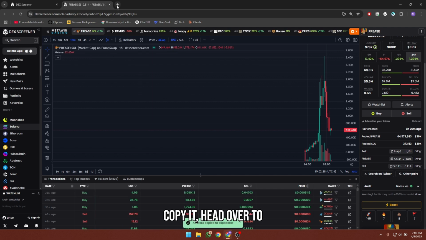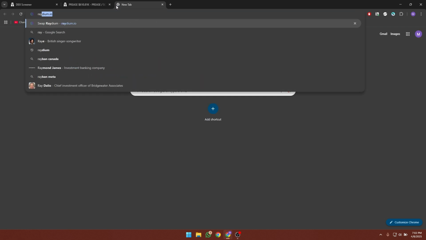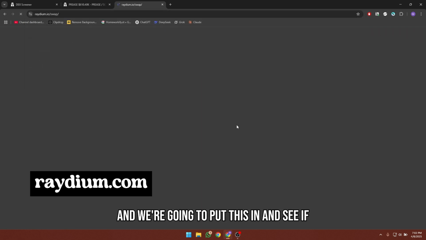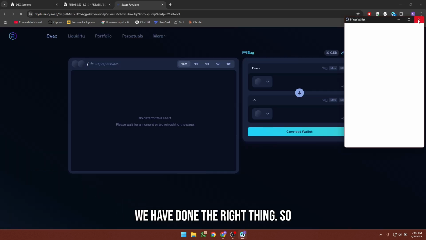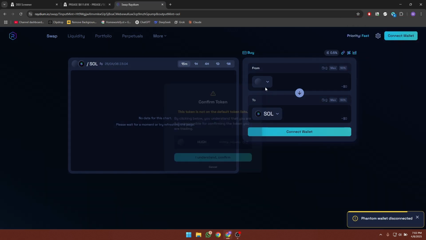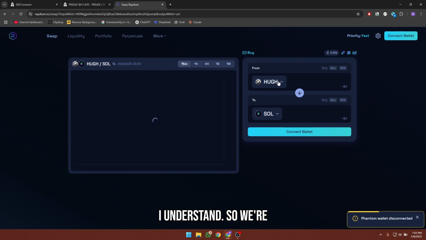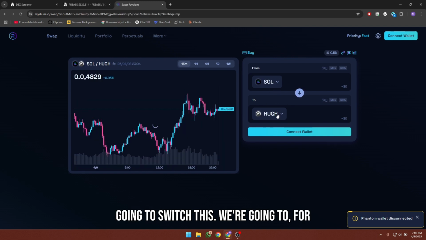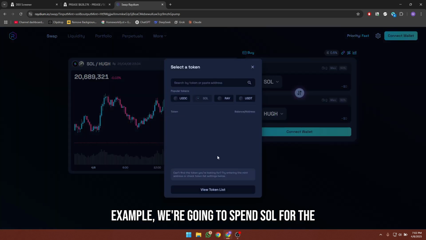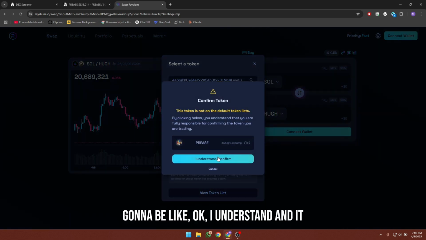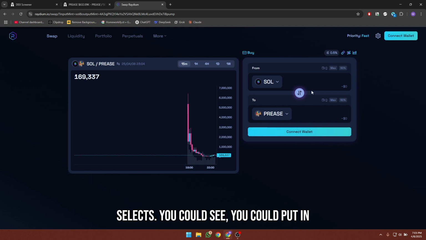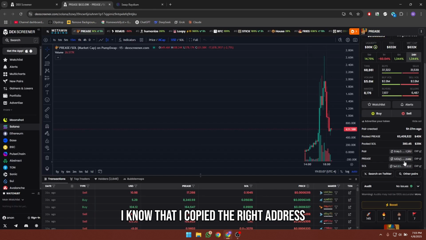I'm just gonna copy it, head over to Raydium, and we're gonna put this in and see if the coin pops up. If it pops up, we know we have done the right thing. So we're gonna switch this. For example, we're gonna spend Sol for the coin. We're gonna put in the address, and you see the token comes up. Now you're gonna select the token. You could put in your Sol, and you could buy the coin. So I know that I copied the right address that goes for this coin.